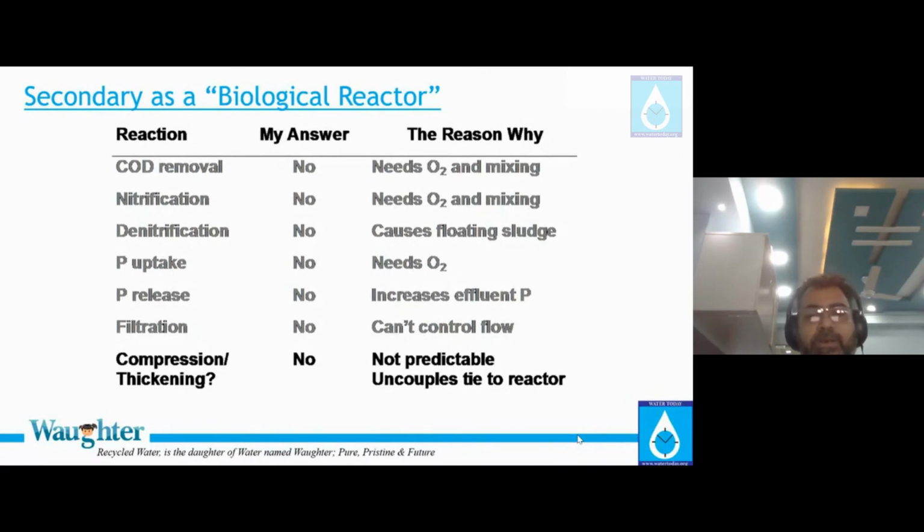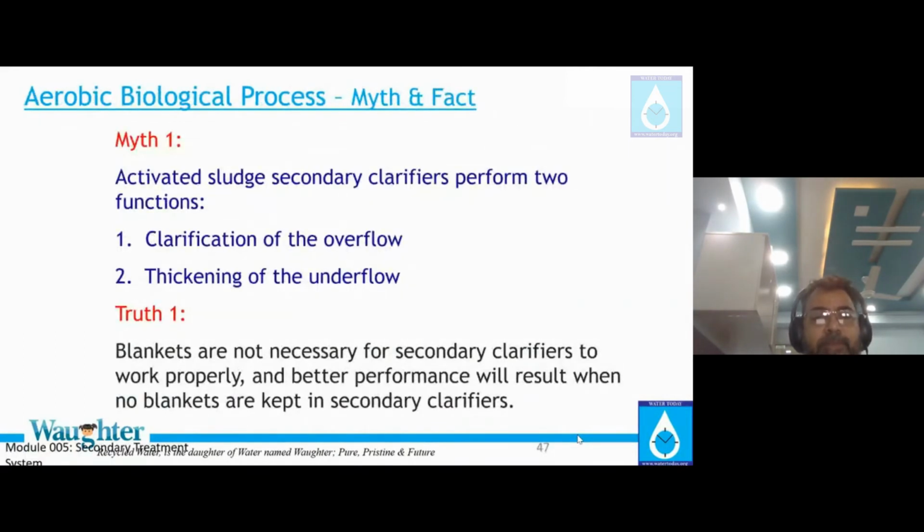What I'm trying to say is the clarifier's bottom is connected to the reactor. To change performance in the reactor, you have to change the recirculation rates. So you can never talk about compression and thickening here in the clarifier. Why I'm putting these kinds of yes and no answers is because this is a huge subject, and I know different people have written different things. I wanted to put my perspective to these things.